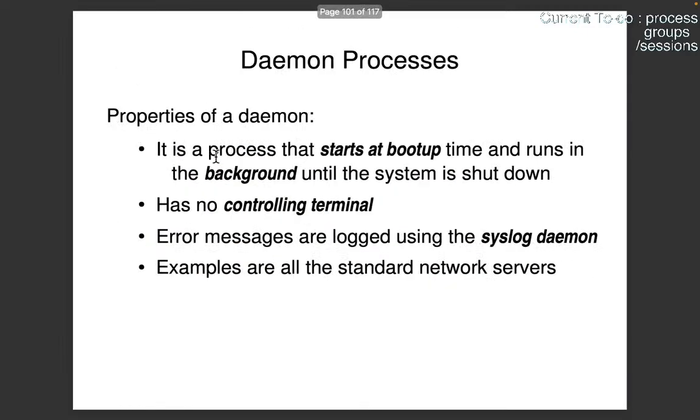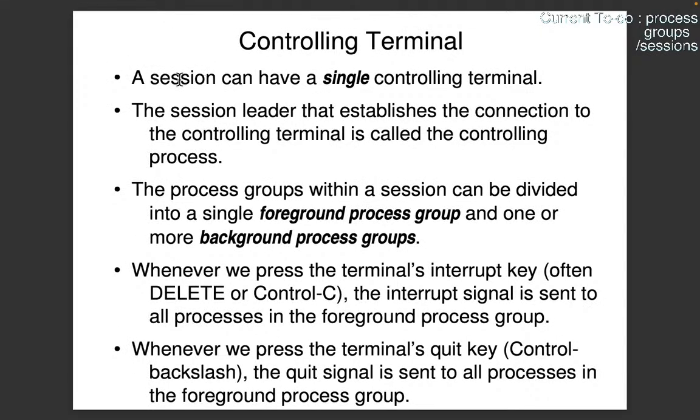And then the controlling terminal and daemon process. A session can have a single controlling terminal. The session leader that establishes the connection to the controlling terminal is called the controlling process. Process groups within a session can be divided into a single foreground process group and one or more background process groups.